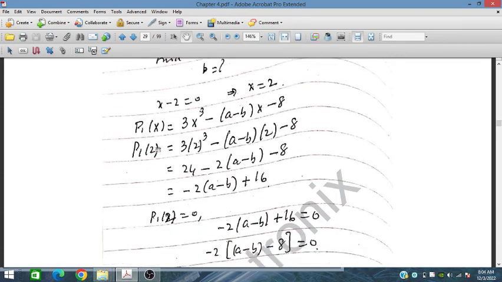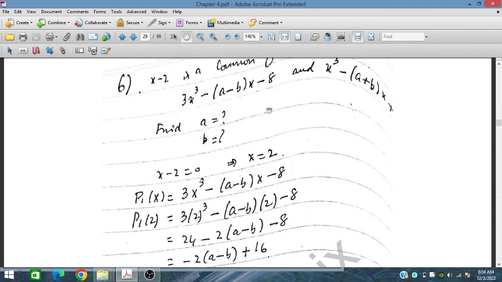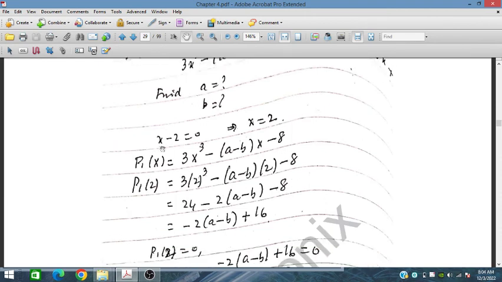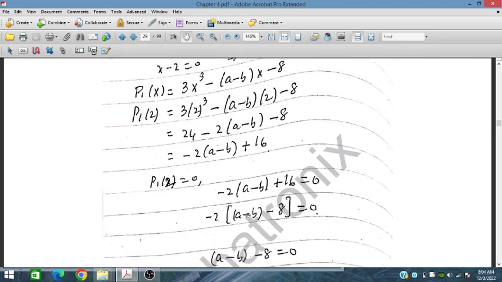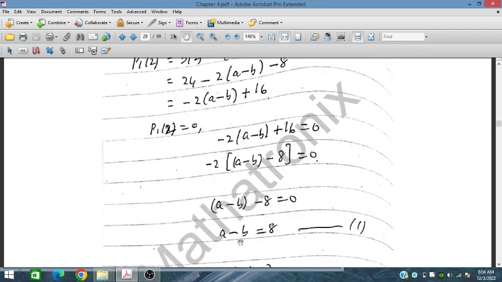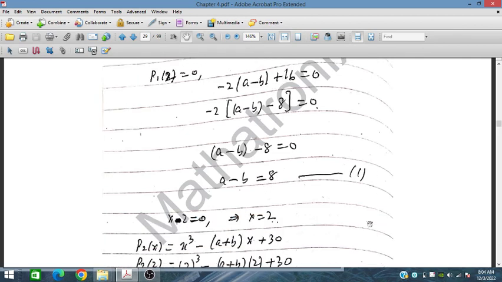We know that this factor is common to them, so this x is equal to 2 will satisfy it. So it's equal to 0, so this becomes 0. So a minus b is equal to 8. On simplification, we have obtained this one polynomial.